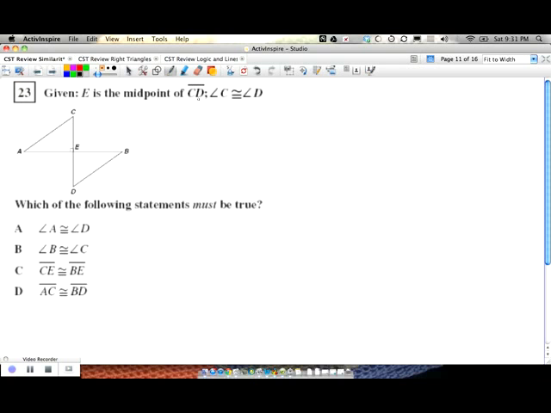Given that E is the midpoint of CD, that means that CE and ED are both congruent, and angle C is congruent to angle D. That means that this angle and this angle are congruent. Which of the following statements must be true?